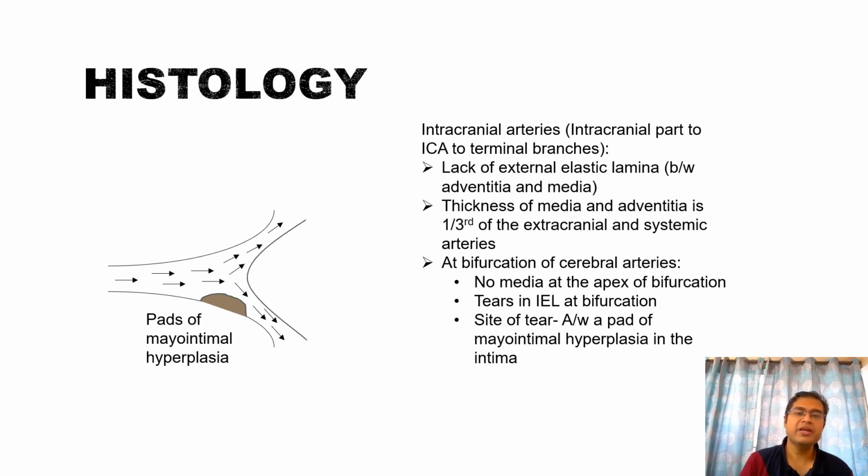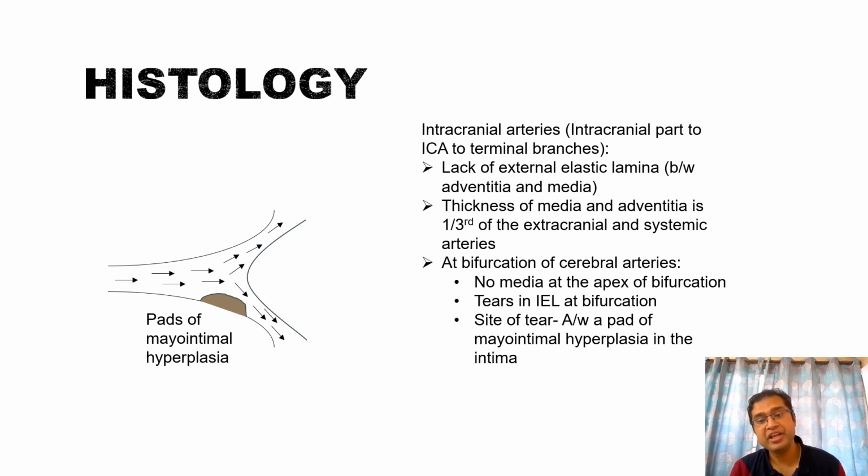Histology also plays a very important role in the formation of the aneurysm in the vessels. The intracranial arteries, from the intracranial part of the internal carotid artery to the terminal branches, lack the external elastic lamina, which is present between the adventitia and the media. Secondly, the thickness of the media and adventitia is one third of that of the extracranial and the systemic arteries.